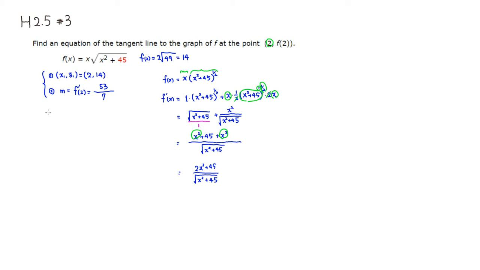If you want to find the equation of the tangent line, it's going to be y minus y1, which is 14, is equal to 53 over 7, then quantity x minus x1, which is 2. All right, so let's type this in.